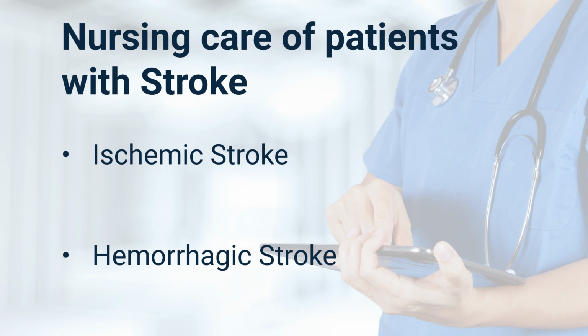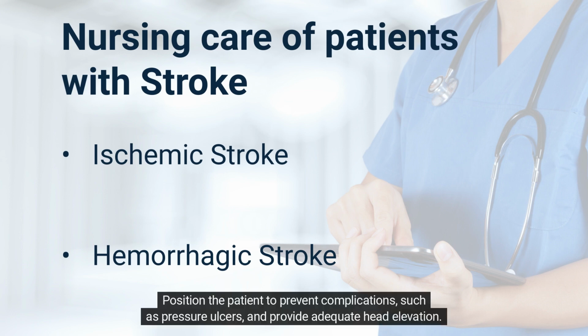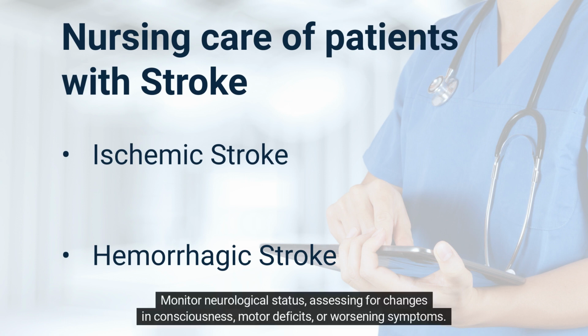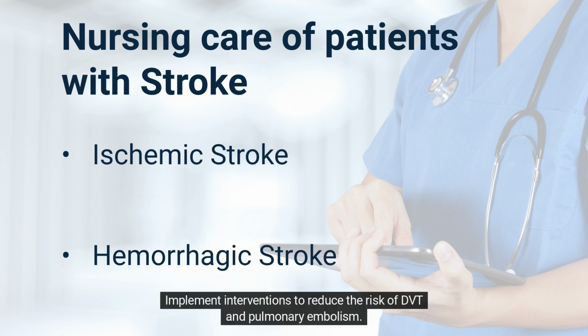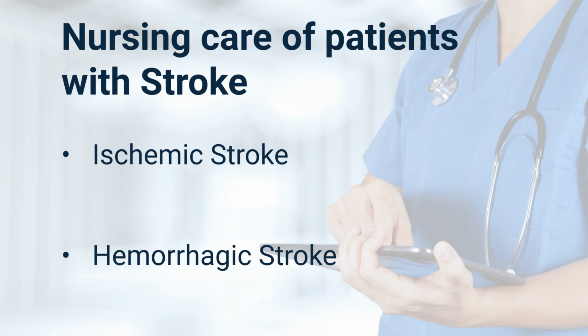Neurological care. Position the patient to prevent complications, such as pressure ulcers, and provide adequate head elevation. Monitor neurological status, assessing for changes in consciousness, motor deficits, or worsening symptoms. Implement interventions to reduce the risk of DVT and pulmonary embolism.